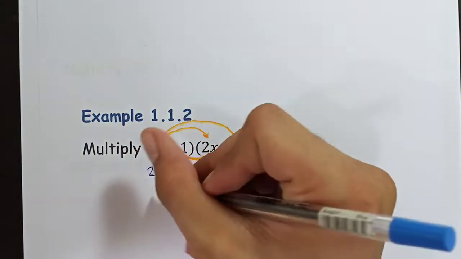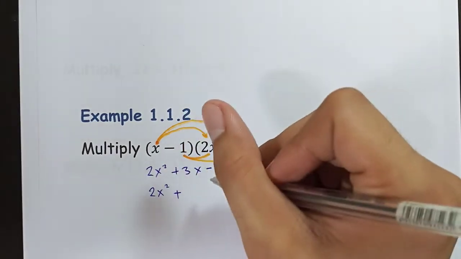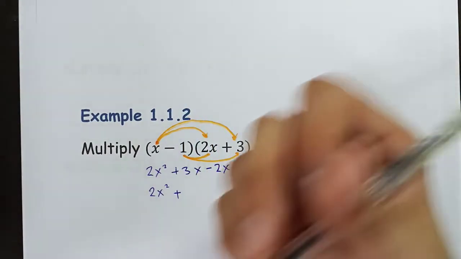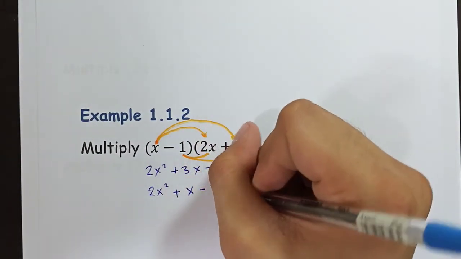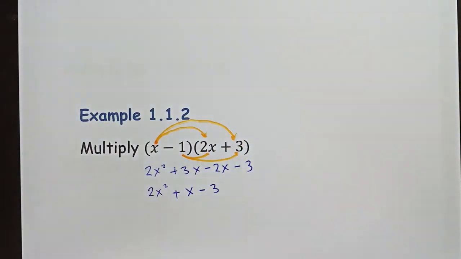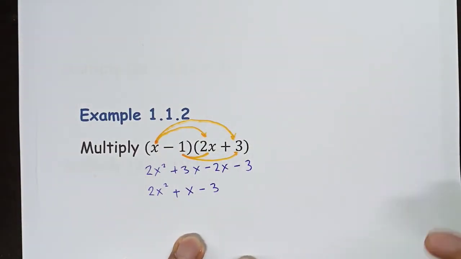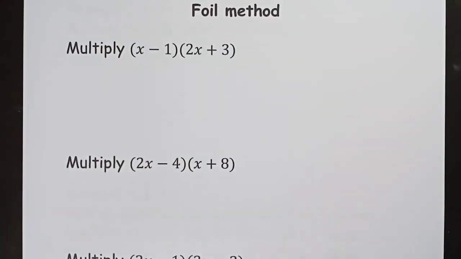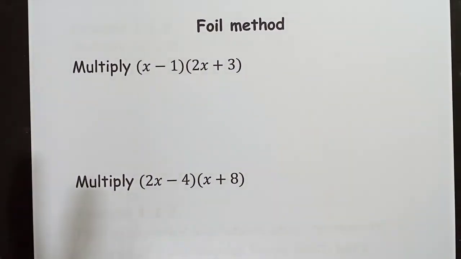Then, simplify. 2x squared plus 3x minus 2x. 3x minus 2x is x. So, plus x minus 3. And that is the answer. So, that is the FOIL method. Let's elaborate that. So, I have here more example for FOIL method. Multiply x minus 1 times 2x plus 3. Quantity of x minus 1 times the quantity of 2x plus 3.